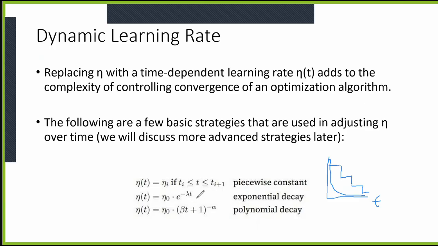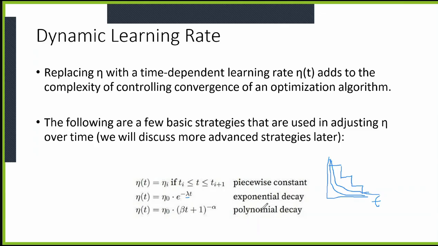For the exponential decay, this lambda is the hyperparameter that controls the steepness of the decay. And a polynomial decay is also similar in shape to the exponential, but the steepness of the decay is much less drastic, meaning it is a smoother decay compared to the exponential. It would look like this.